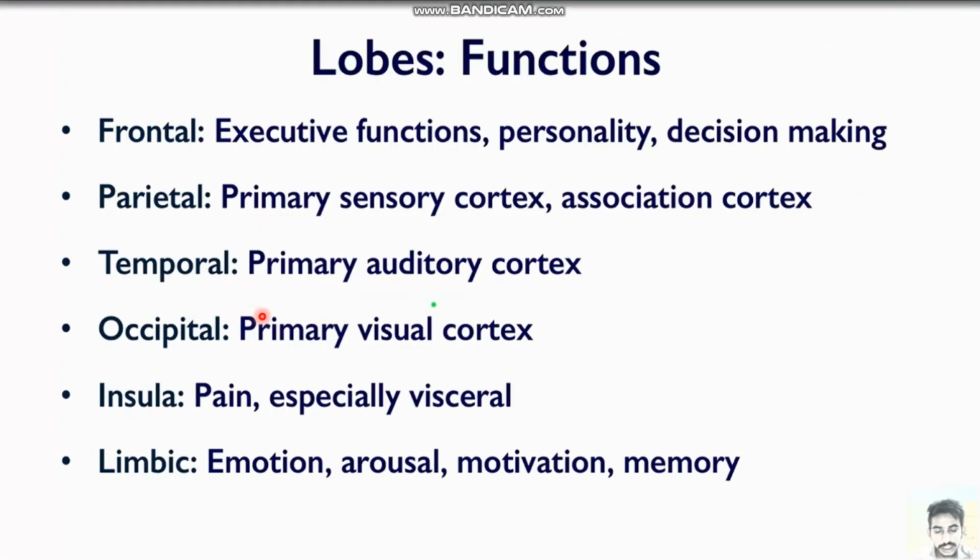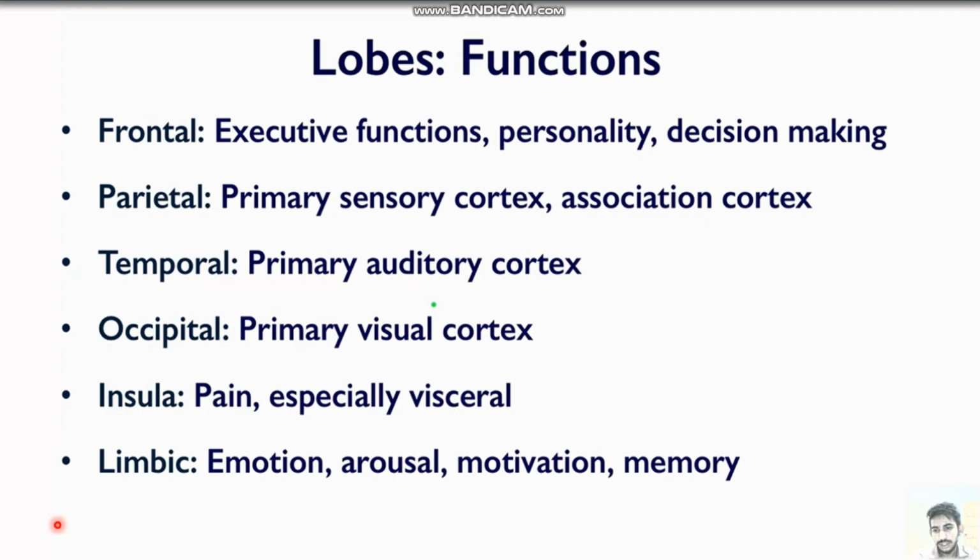Let's talk about the functions of these lobes. If we talk about the frontal lobe, it is responsible for our executive functions. It is where your personality is, it is where your decision making takes place. Now if we talk about our parietal lobe, our pre- and postcentral gyri are concerned with your primary sensory cortex, and they have some association cortex in them.